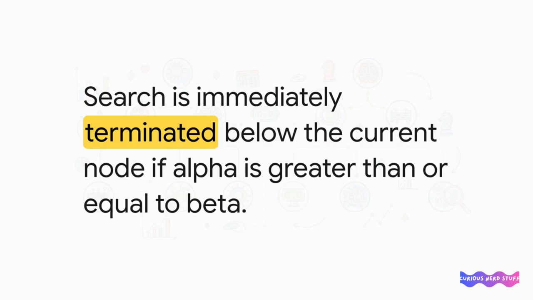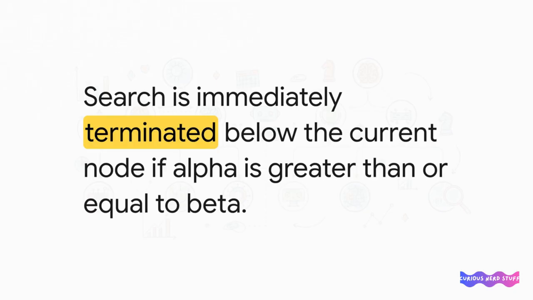Imagine Max has found a move that guarantees a score of 10, right? That's our alpha. But then, down a brand new branch we're exploring, we calculate that Min actually has a response that caps Max's score at a measly 5. That's our beta. Well, since Max already knows a perfectly secure way to get a 10, it will absolutely never ever choose this new path where Min can just force it down to a 5.